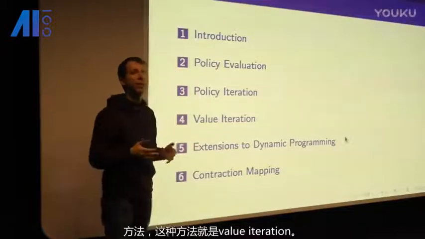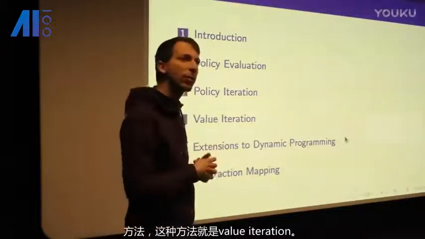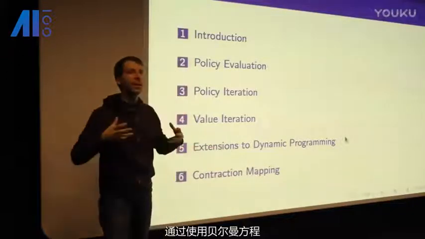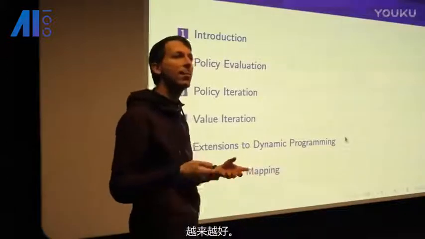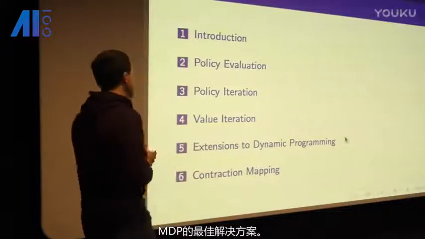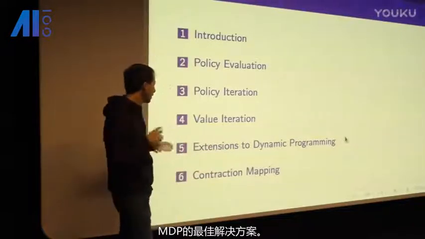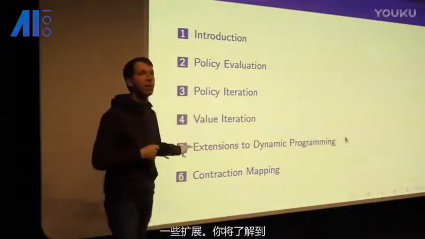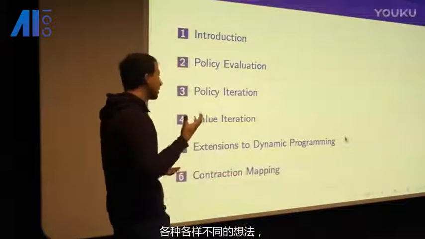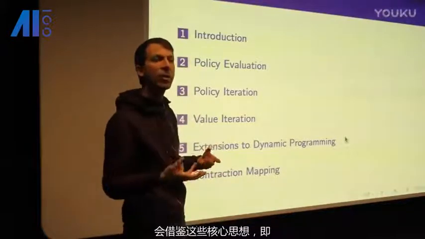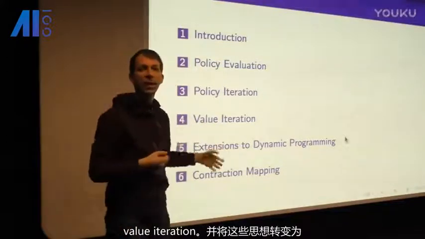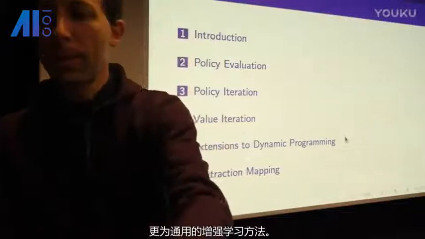And then we're going to talk about another approach, very related, called value iteration, which works directly on value functions and doesn't work in policy space, but works directly to make the value function better and better and better by applying the Bellman equation iteratively until we actually arrive at the optimal solution to the MDP. Then, time allowing, we'll talk about some extensions to dynamic programming, which lead to a wide variety of different ideas, leading into the subsequent lectures where we'll actually pull out lots of the core ideas of policy evaluation, policy iteration, value iteration, and we'll turn them into more general reinforcement learning methods.